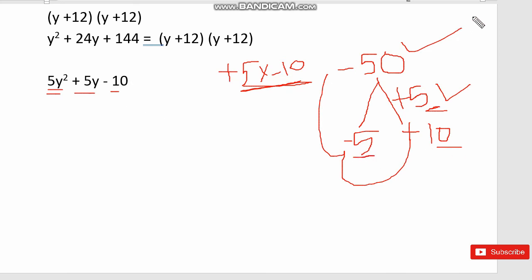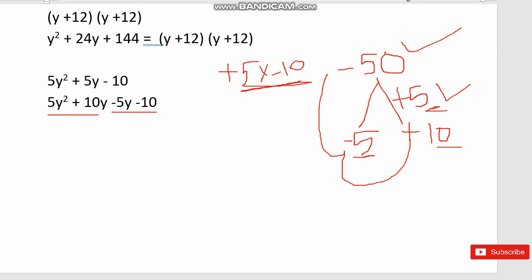Let us see how we can write the factors. Just erase the underlines. Now we can write 5y square as the first term. So we write 5y square plus 10y minus 5y minus 10. We are just splitting the middle term. These are the 4 terms and we are making 2 groups. This is the first group and this is the second group.